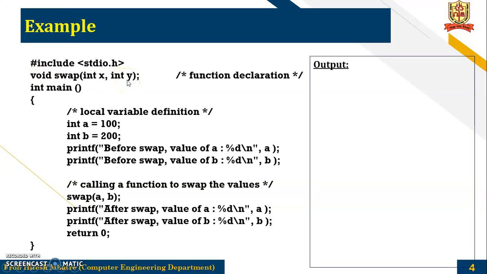So the declaration that we have already seen here, then integer main. Here in the main, a equal to 100 and b equal to 200. So these are the actual values, that is 100 and 200. So first we'll display, before swapping the value of a is 100, then before swap the value of b is 200. Then I'm calling the swap function. So swap a comma b means swap 100 comma 200.